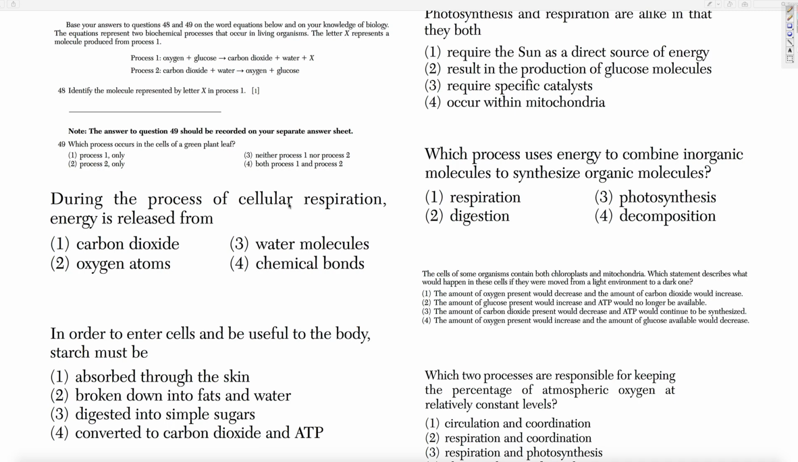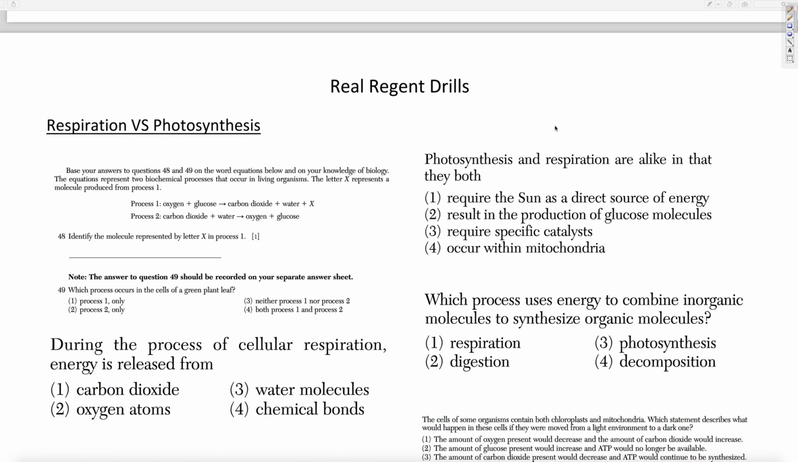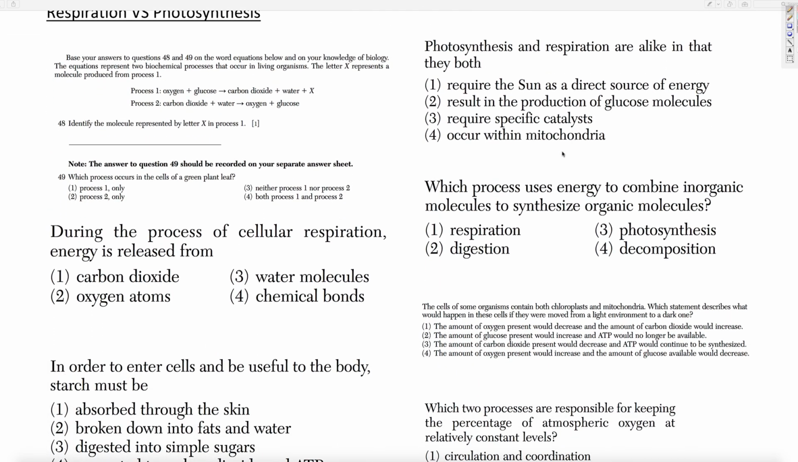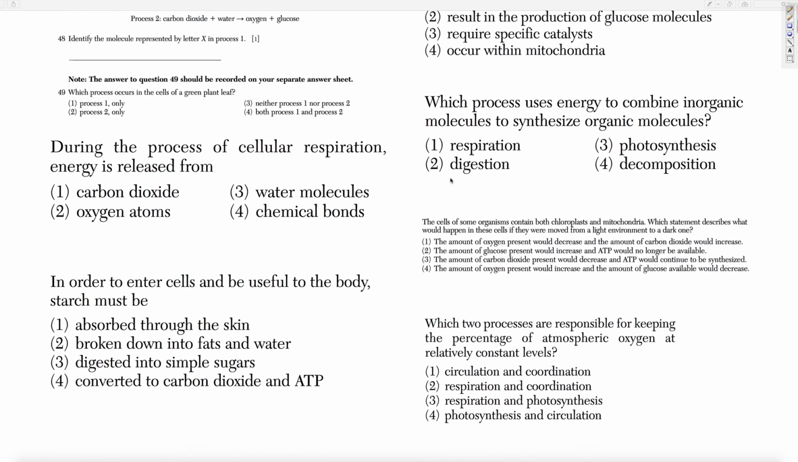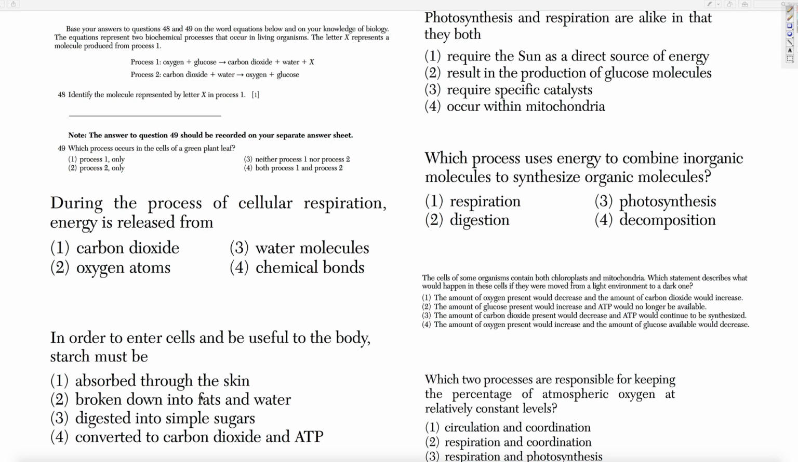During the process of cellular respiration, energy is released from chemical bonds, right? In order to enter cells and be useful to the body, starch must be digested into simple sugars, yes. Photosynthesis and respiration are alike in that they both occur within the mitochondria. I don't know if that one was right. In order to enter cells and be useful to the body, starch must be converted to carbon dioxide and ATP. No, it has to be digested first into the simple sugars, and then those are used in the process.